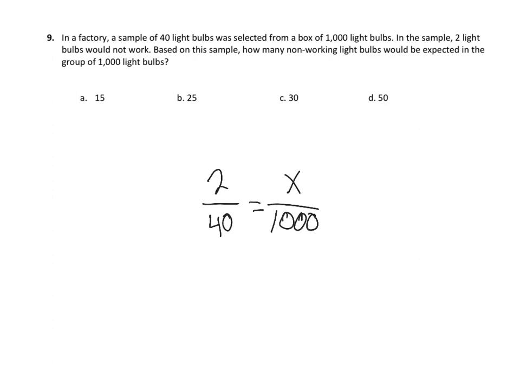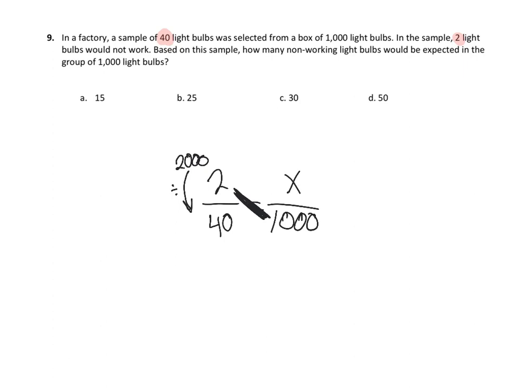We knew that 2 and 40 went together because those are the smaller numbers. They typically go together. The sample was 40. Out of the 40, 2 didn't work. So we know 1,000 is our total that we're looking to work with. Once we get our proportion, we cross multiply 1,000 times 2 and get 2,000. Then we divide down.